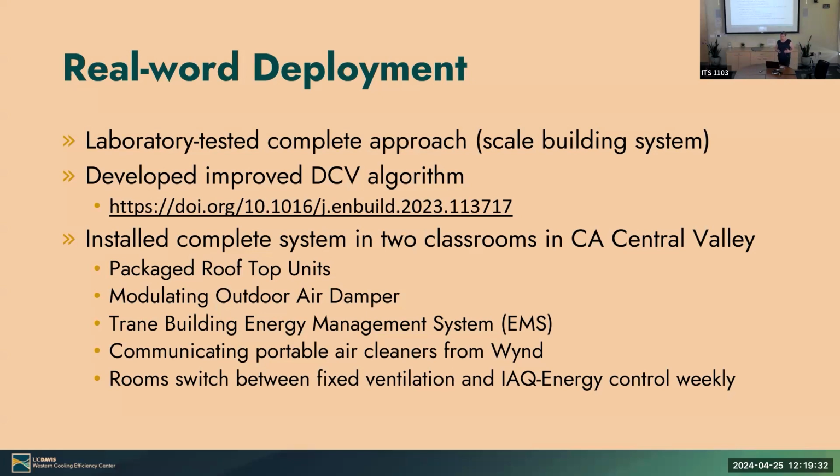And the experiment was designed so that every week there are 2 classrooms. One operates at fixed ventilation, one operates with the IAQ controller, and then every week they switch.